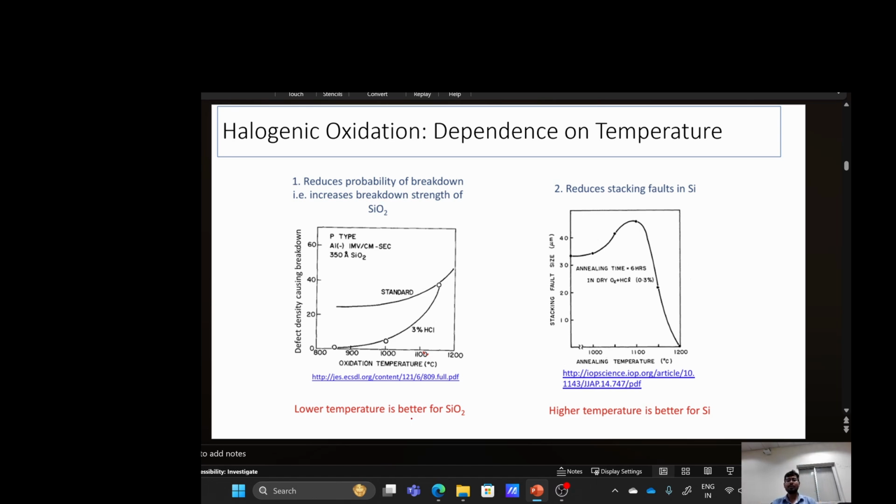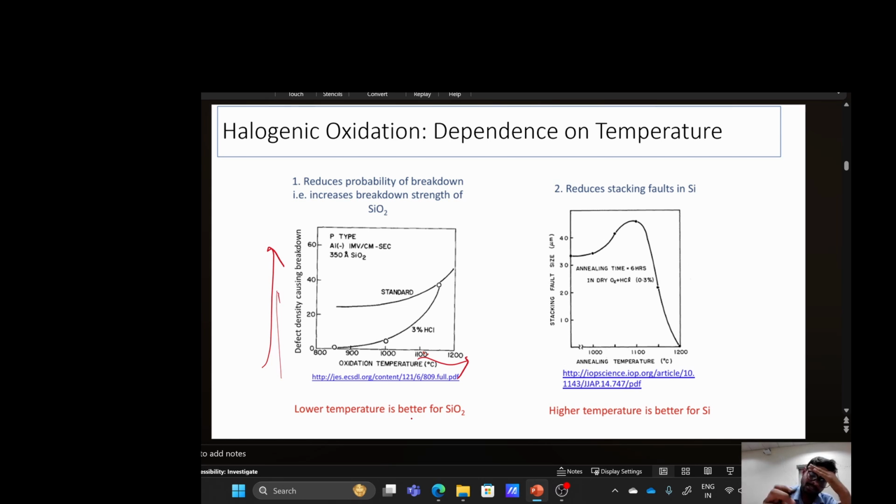So through the halogenic oxidation, at higher temperatures, this is the defect density which is causing the breakdown, at lower temperatures this is the defect density. I need to check this once.